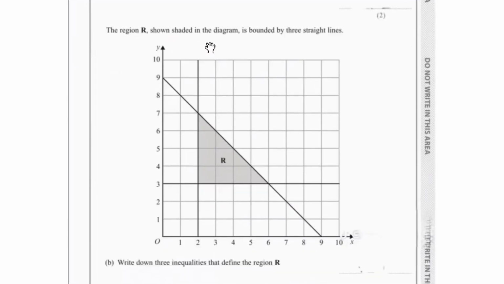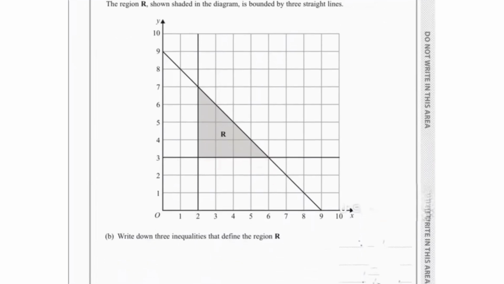Then the region R shown here in the figure is bounded by three straight lines. Write down the three inequalities that define the region R. So we have a line passing through y equals 3. And the shaded part is above the line, which means y is greater than or equal to 3.